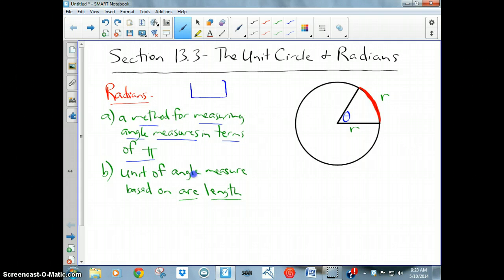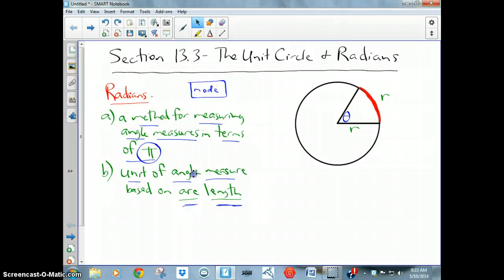If you would press the mode key on your graphing calculator, you would see you have two options for measuring angles: degrees, and the other one is in radians. Radians is always in terms of pi. It is a unit of angle measure based on arc length. And you learned a lot about arc length last year in geometry.